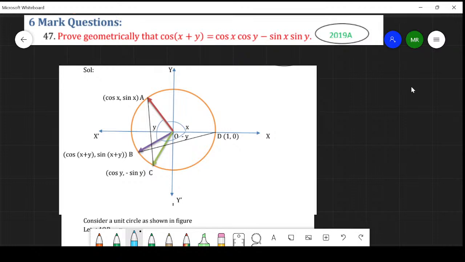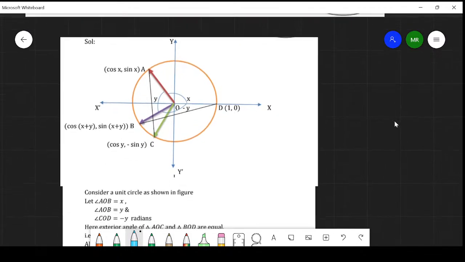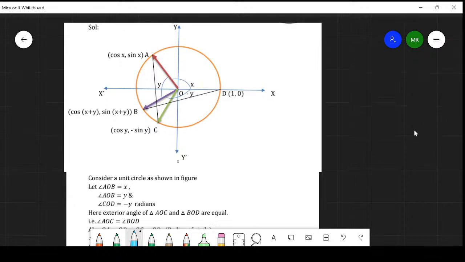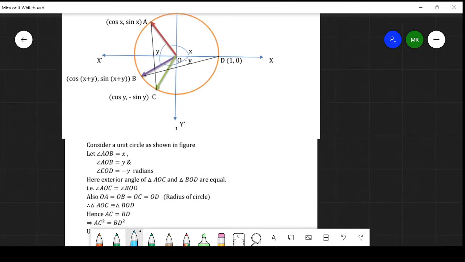You draw the figure, consider a unit circle. Just consider a unit circle as shown in the figure. Now take the points here. This is not angle AOB, this is angle AOD. See, small mistake here. This is angle AOD.